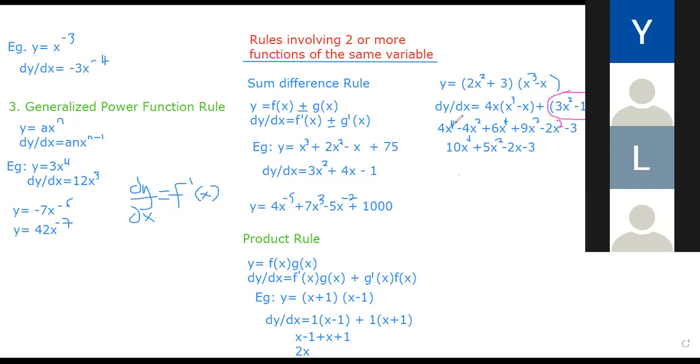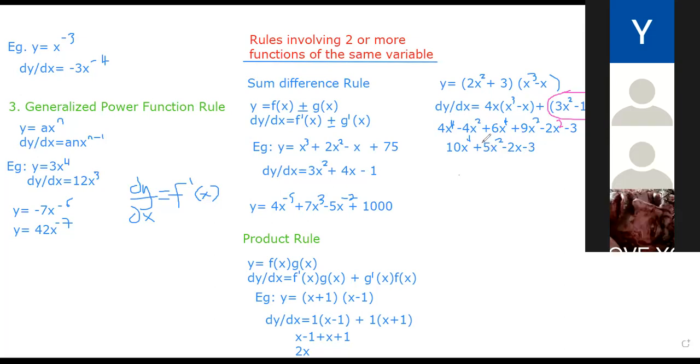So simplifying, 4x to the power 4 plus 6x to the power 4 gives us 10x to the power 4. Then the x squared terms are negative 4x squared plus 9x squared minus 2x squared, which will give us 3x squared. So please correct the 5 to 3. It's 3x squared, minus 3. So this 2x is canceled. Please cancel it. That's all. So that is the product rule.